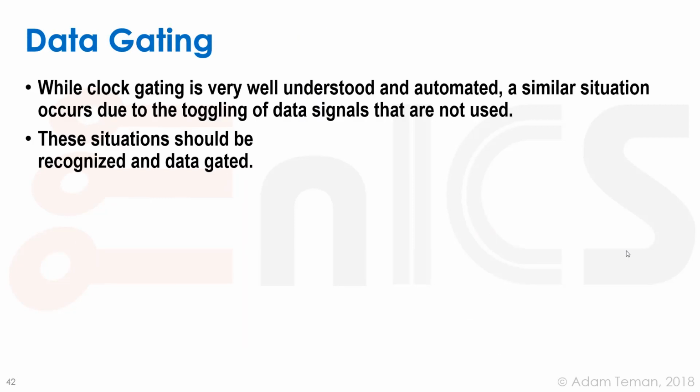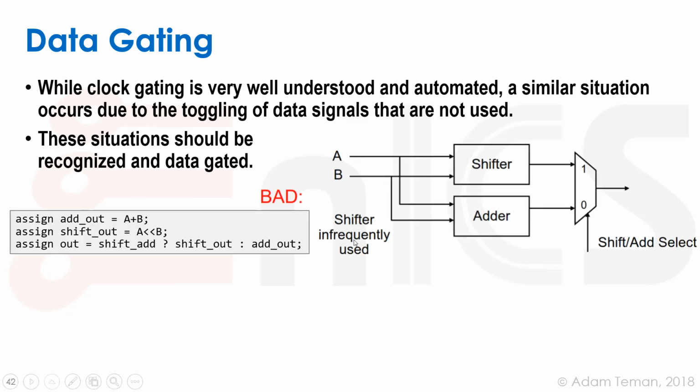Another type of gating is data gating. Clock gating is very well understood and automated, but there's another thing that happens on data signals where we can also sometimes save power. There are different heuristics and algorithms to look for data gating, but it's not as trivial and straightforward as clock gating, and we should write our RTL with this in mind to try and keep our power low. So for example, here's a simple example of this type of thing.